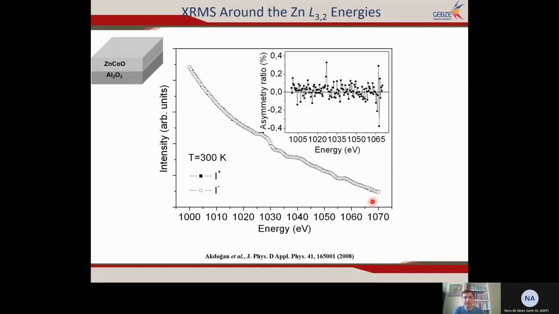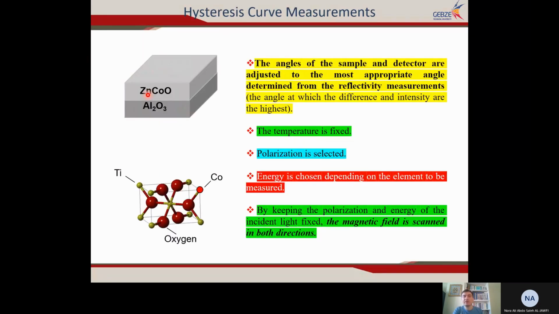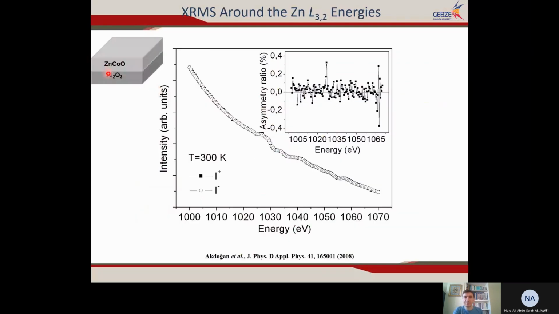This is the XRMS, and here I have two data sets for different directions of the magnetic field, but you cannot see any difference. Then I plot the asymmetry ratio as a function of energy. What do you see here? There is nothing. Zinc is not magnetic, and I don't expect any signal from the zinc, okay? So this is the data from the zinc within this material, and I got information from all three elements in the zinc cobalt oxide material. And now let's continue with the hysteresis curve measurements.